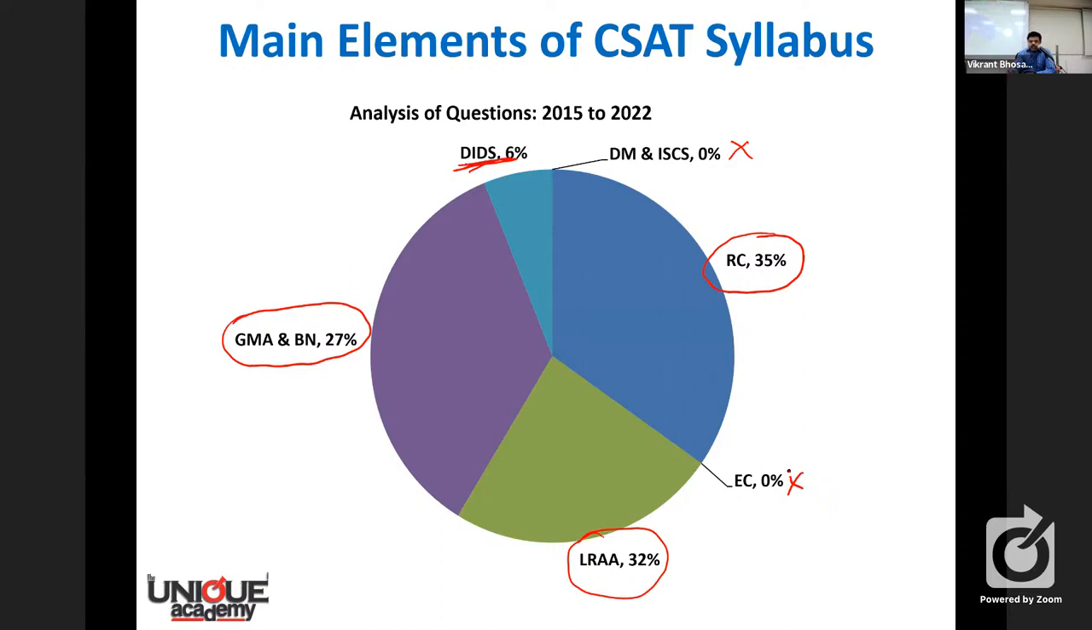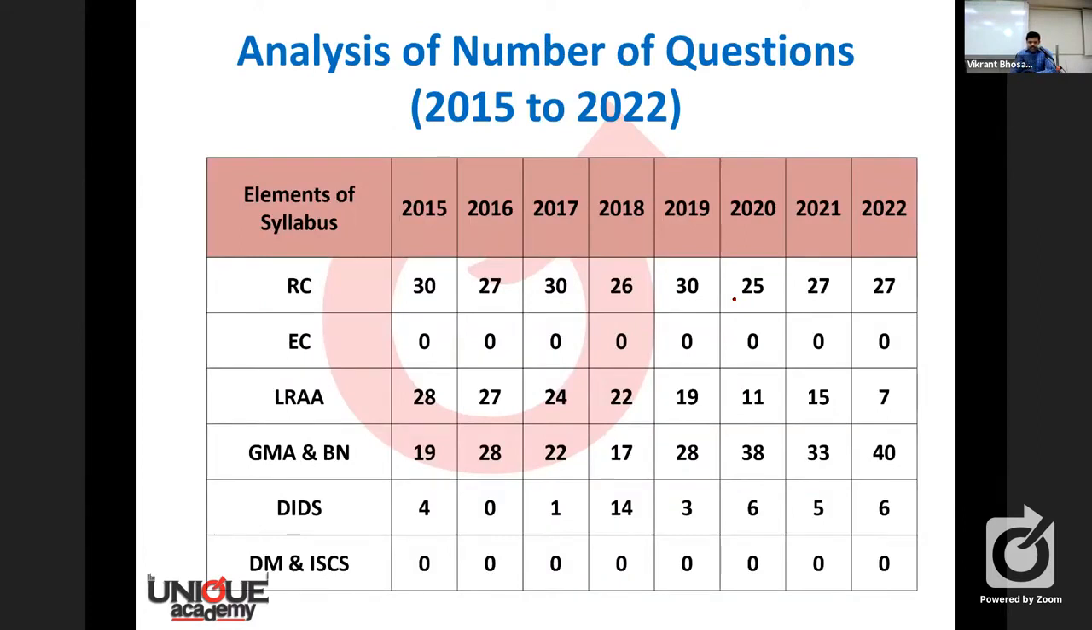Now we will pay attention to the element-wise bifurcation of questions. Let's take a look at the table and tell me what do you see. Is it visible? So as I said, RC is consistent, is it not? I'm only depicting questions from 2015 to 22. So RC is consistent. EC is no longer there, English comprehension.